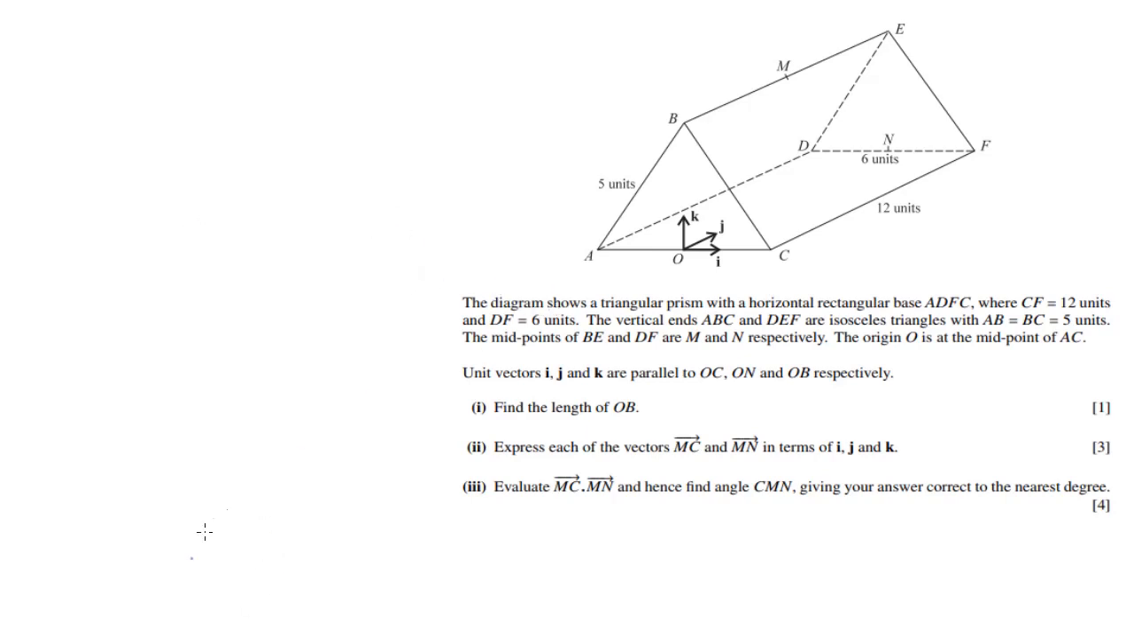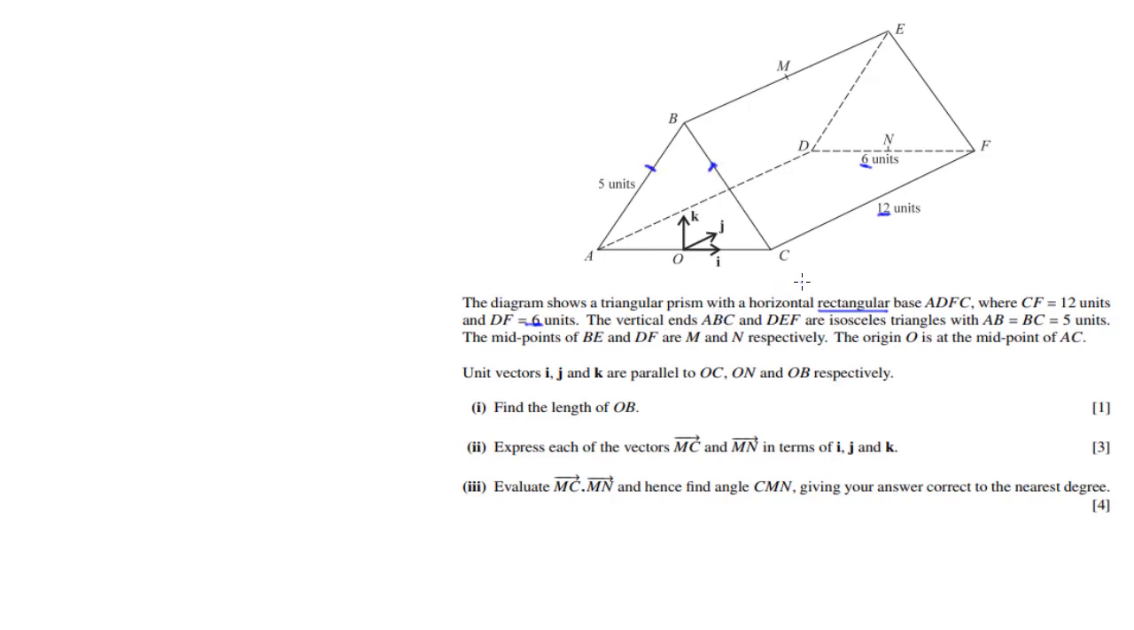Okay, let's take a look at this problem. We've got a diagram here. We've got a rectangular triangular prism. It's got a rectangular base. They tell us that one side is 12 units and then the other side is 6 units.